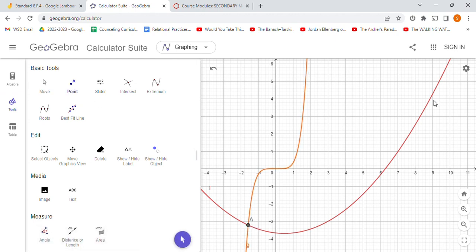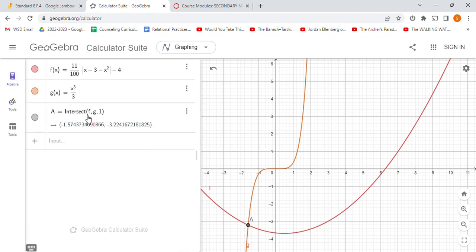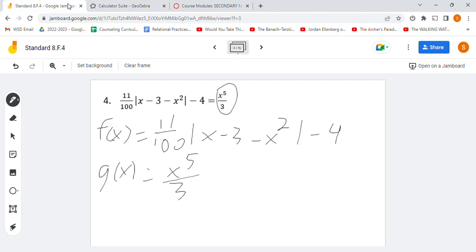This is steeper than that, so they're going to separate on this side over here, so we don't have any intersections up there. And then down here on the left, they're going in opposite directions, so it won't intersect again. So we just have that single intersection here, and that point has an x value of negative 1.57, so that's our solution. Write x equals negative 1.57.